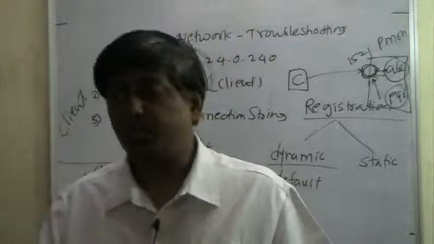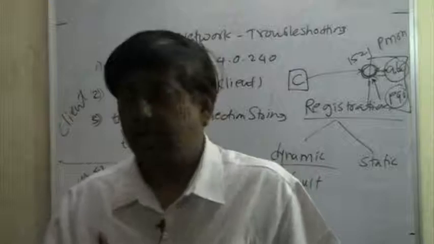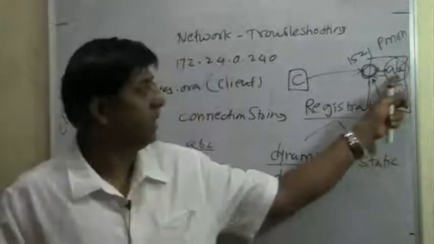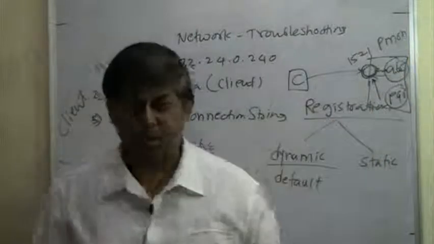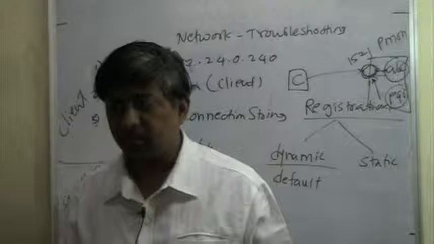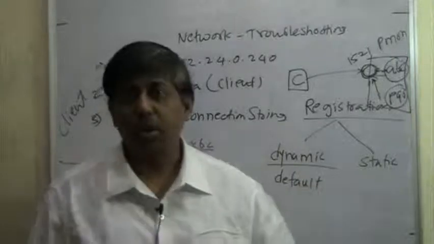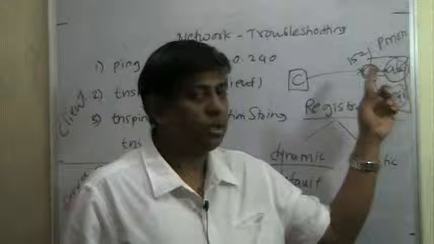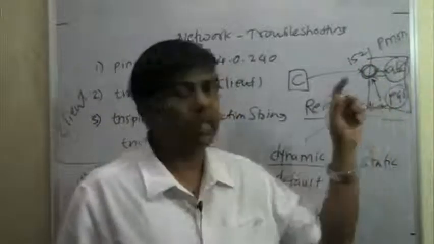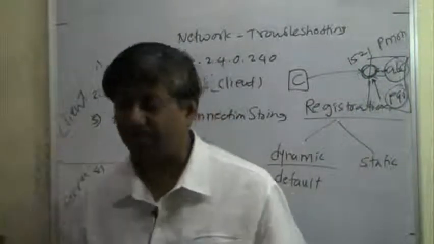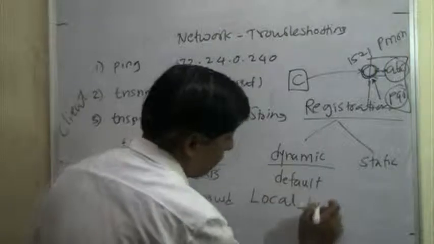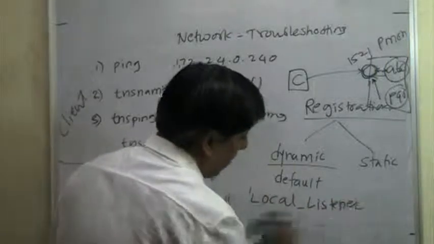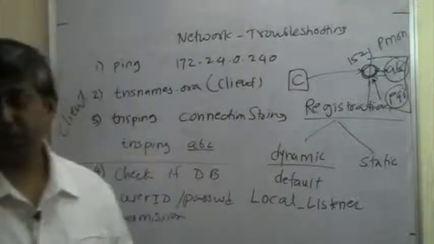Now if the listener runs on a port number other than 1521, then this database instance wouldn't know which port number the listener is running on. So somehow this database should be informed that the listener is running on port number 1525, and that is done through an initialization parameter called local_listener. Local_listener is an initialization parameter.